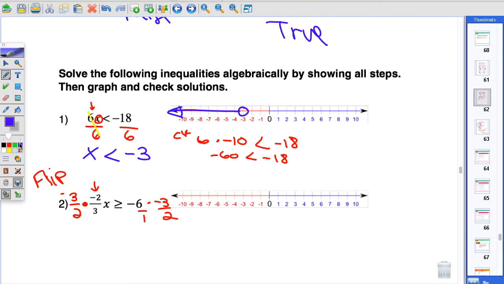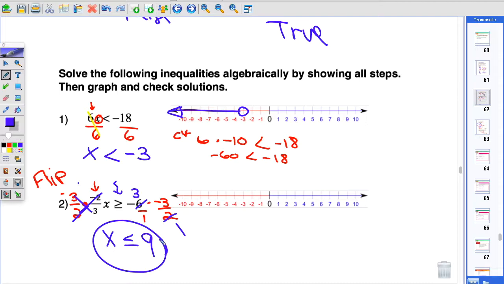We can put a 1 underneath the 6. Everything on the left-hand side cancels out. A negative times a negative is a positive, so you're left with 1x or just x. On the right-hand side, we can cross-cancel the 2 with the 6. You're left with 3 and 1. Multiply a -3 times a -3, which is 9. Now, your inequality symbol, we said we need to flip it, so it needs to go to the left. So your solution is x less than or equal to 9.